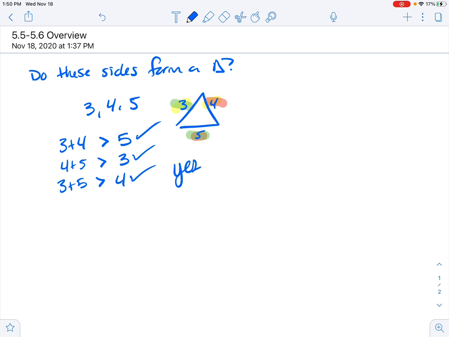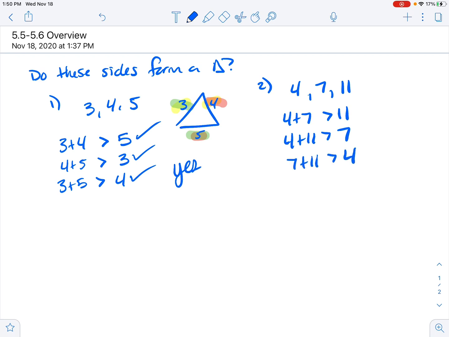Okay. Let me give you one that maybe, let's see. Let's do 4, 7, and 11. Okay. So with these, I'm going to take any two sides, add to see if it's bigger than the third. So I have 4 plus 7 has to be bigger than 11. 4 plus 11 has to be bigger than 7. And 7 plus 11 has to be bigger than 4.